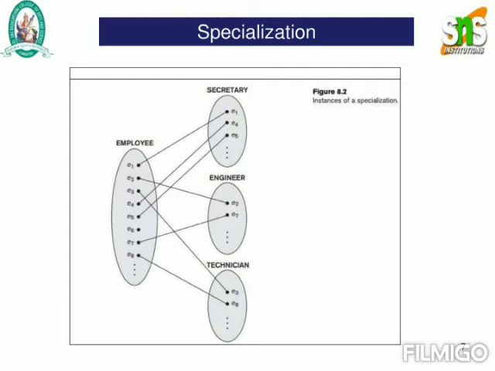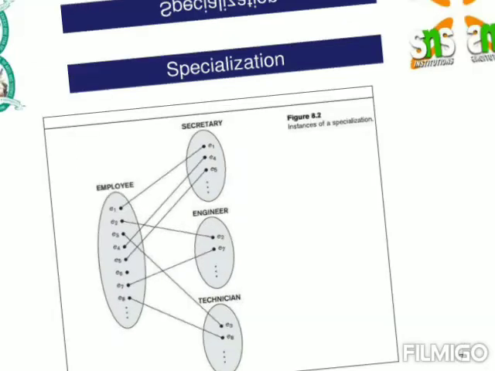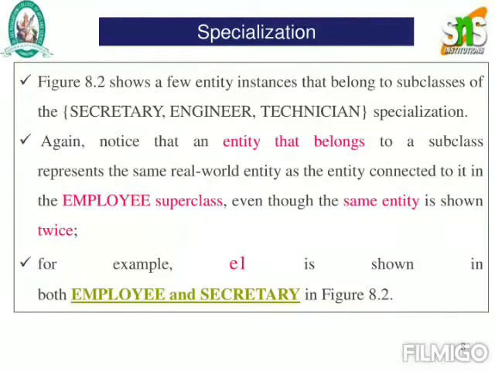So here employee E1 in the employee table belongs to secretary, E4 belongs to secretary, and employee E5 belongs to secretary, whereas employees E2 and E7 belong to the category of engineer. Similarly, employees E3 and E8 belong to the category of technician. So this is the way of representing your specialization. This figure shows a few entity instances that belong to the subclasses of the secretary, engineer, technician specialization.